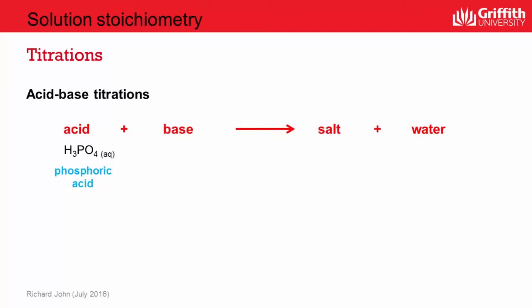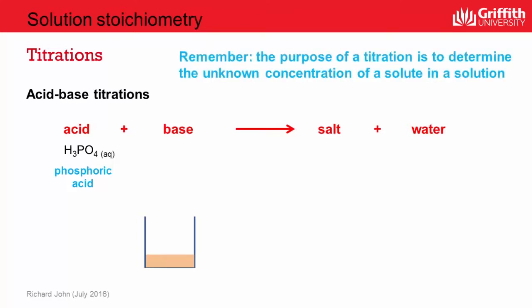So let's say, for argument's sake, we wanted to determine the concentration of phosphoric acid in a solution. And there we've got our phosphoric acid solution sitting in a beaker. Now remember, the purpose of a titration is to determine the unknown concentration of a solute in a solution, in this case phosphoric acid. We start by accurately preparing a known volume of the acid. In this case, let's say we have 20.0 milliliters of phosphoric acid accurately known in this beaker here.